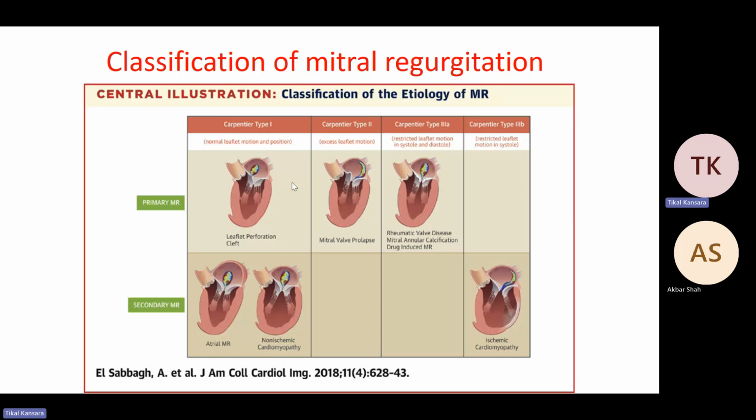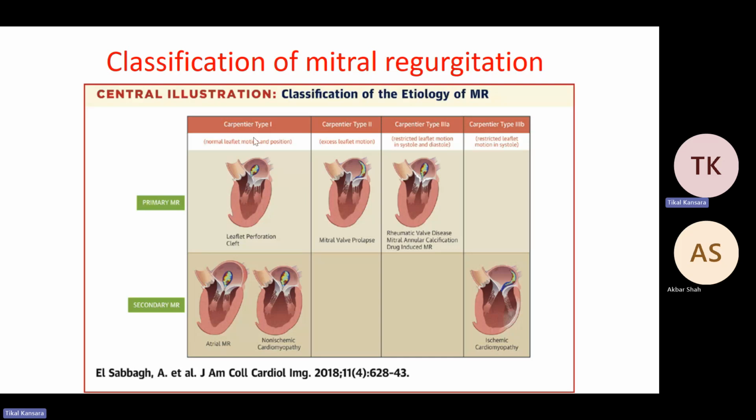So primary is involvement of the mitral valve leaflets itself. If there is a primary pathology in the mitral valve leaflets itself, then it is called primary, and secondary is what I talked about in the first slide, the collateral damage. If there is some change in the ventricle or the atria, and that leads to MR, then it is called secondary MR, or in other words, functional MR.